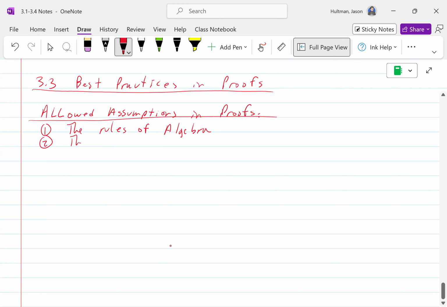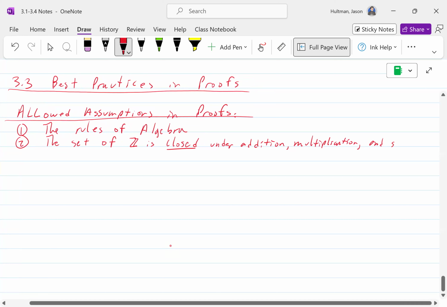The set of integers is closed. We'll get to what that means in a second. It is closed under addition, multiplication, and subtraction. But not division. It's not closed under division. We'll talk about why in a second here.